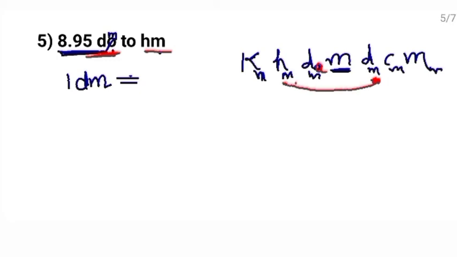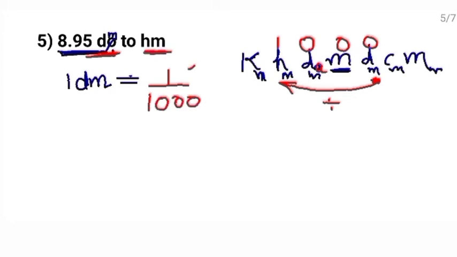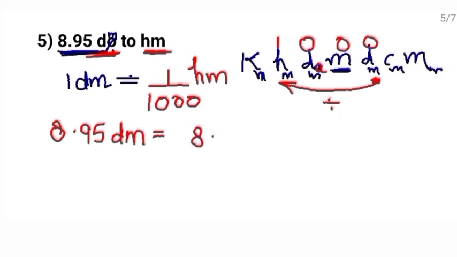So you are moving backward, so you will divide. With which number you will divide? 1000. And division means 1/1000. And here we have hectometer. So 1 decimeter is equal to 1/1000 hectometer. Clear? You want to find the value of 8.95 decimeter, which is equal to 8.95/1000 hectometer.